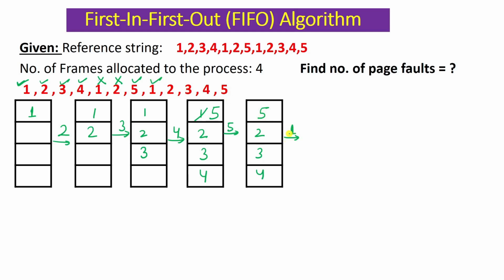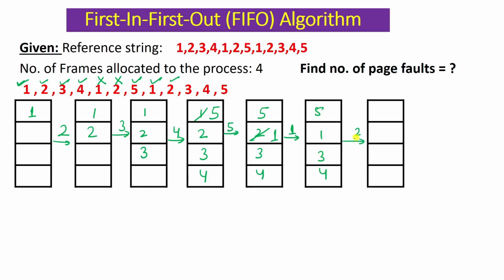So I have to place 1 somewhere. Where should it be placed? It should be placed here. Why? Because 2 is the oldest out of 5, 2, 3, 4; it came first. So 1 will be kept here, giving 5, 1, 3, 4, and 2 will be placed here. 3 will be selected as the victim page. We have already seen in the previous videos how we select the victim page: the oldest page.